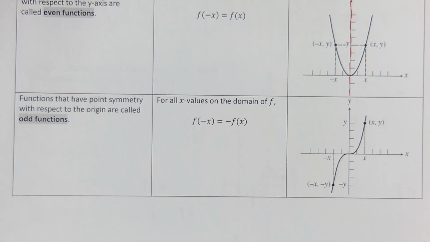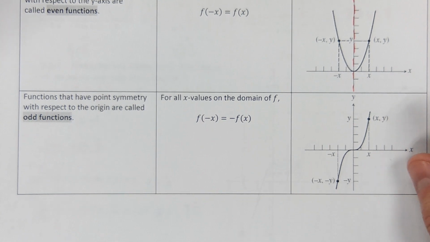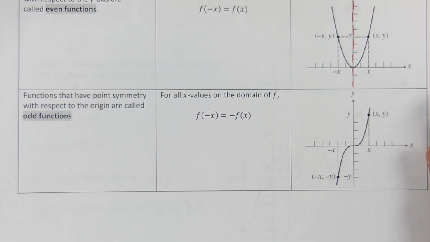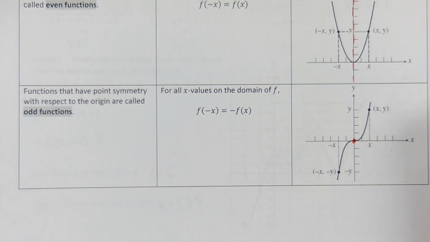A special case of point symmetry are functions with odd symmetry. Functions have odd symmetry if the point they're symmetric around is 0, 0. So if your point symmetry happens to be centered around 0, 0, we say that function has odd symmetry.